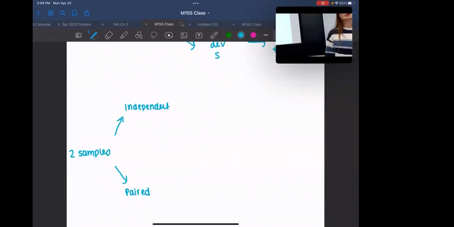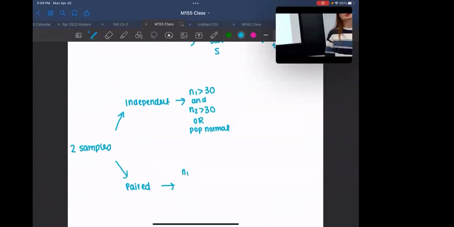Okay, and after we did independent and paired, we had to talk about the assumptions. I know it doesn't make much sense why the assumptions are there. We'll talk about that a little bit later. But remember, for these, we had to check if both the samples were bigger than 30. So n1 bigger than 30 and n2 bigger than 30. And if either one was not big enough, we would say, okay, the population is normal. The same thing happened with the paired samples, so I'm just going to copy the same thing: n1 bigger than 30 and n2 bigger than 30, or population normal.